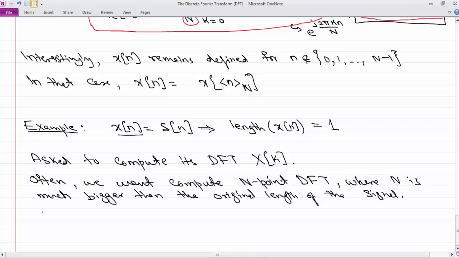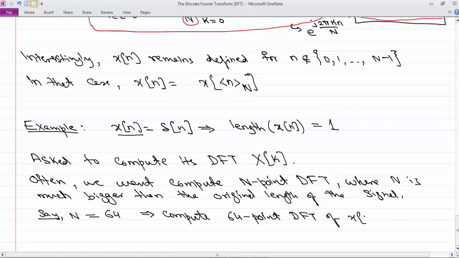So, for example, say n equals 64. I want to compute the 64-point DFT of x[n]. So what do I do in that case?